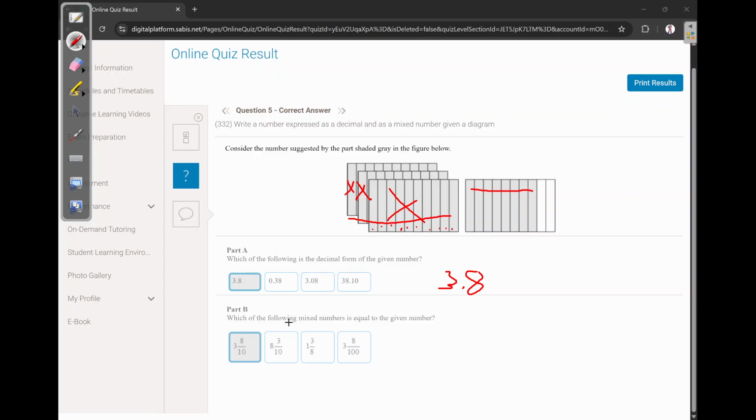And B. We have to write now as a mixed number. 3 is the whole, and then 8/10, because there is 10.